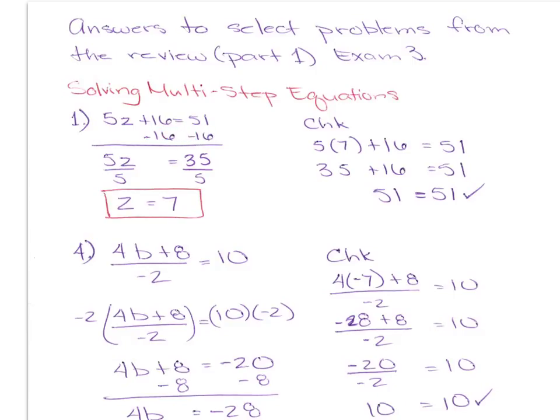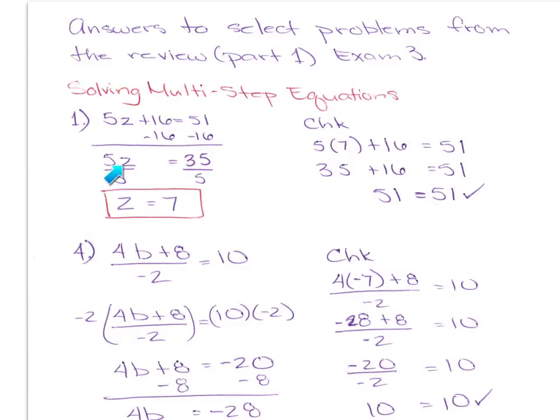So remember that when we're solving equations, we need to isolate the variable that we are looking for. In this case, that is z. So to isolate z, we're trying to move the plus 16. We need to do the opposite of adding 16, which in this case would be subtracting 16, both sides of the equation. Now you end up with 5z is equal to 35. 51 minus 16 is 35.